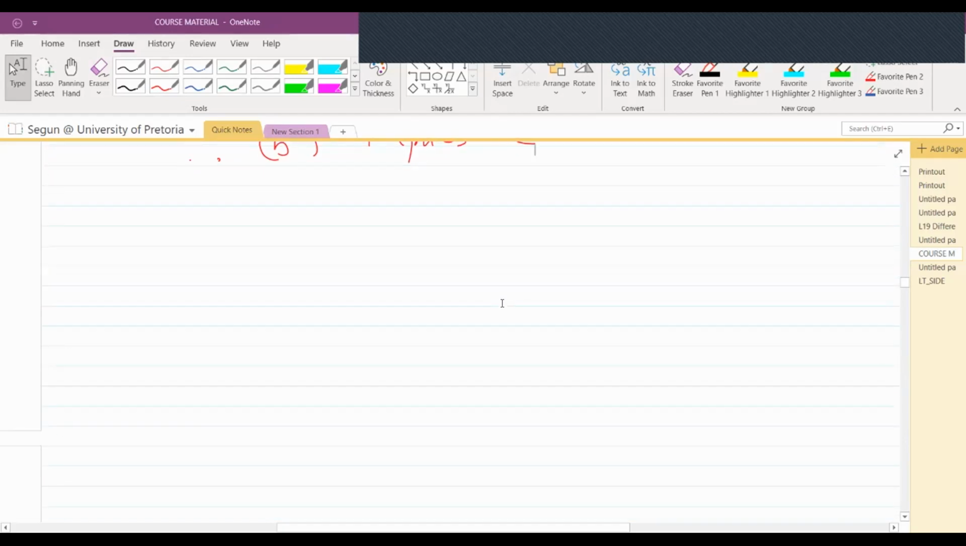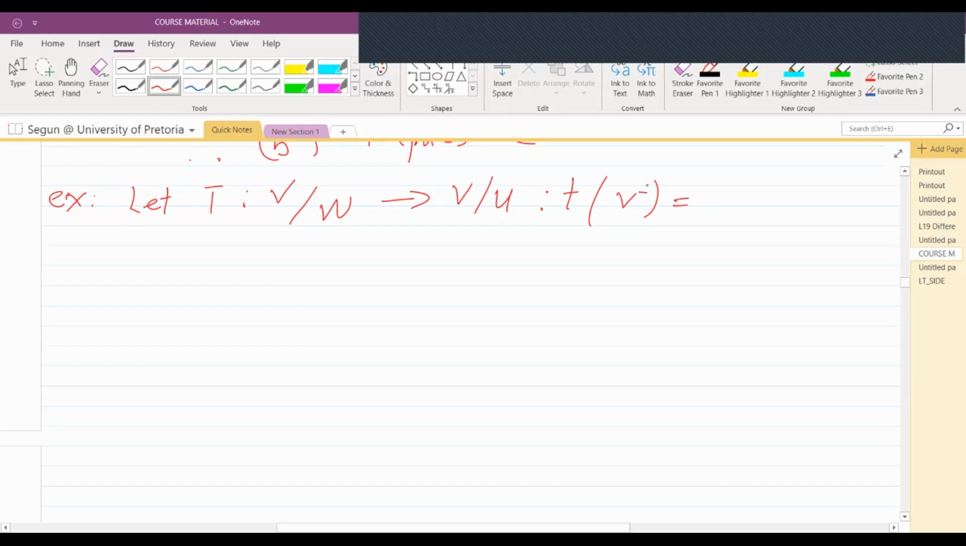So, example. Let T be such that V over W maps to V over U, such that our T of V plus W is equal to T of V plus U. Don't forget what you need to show.